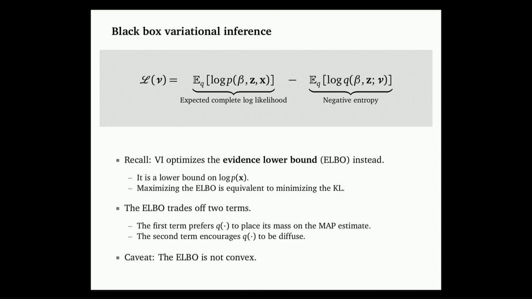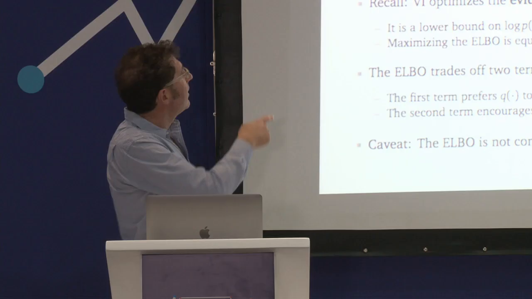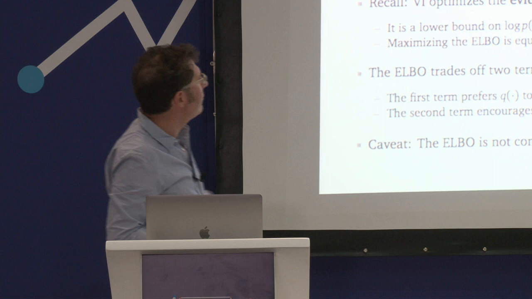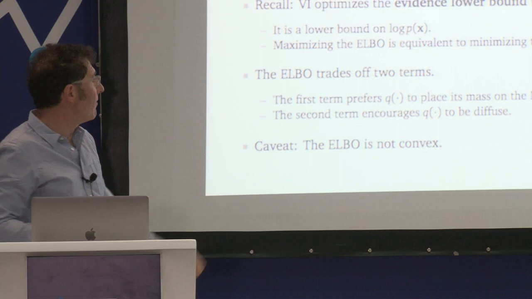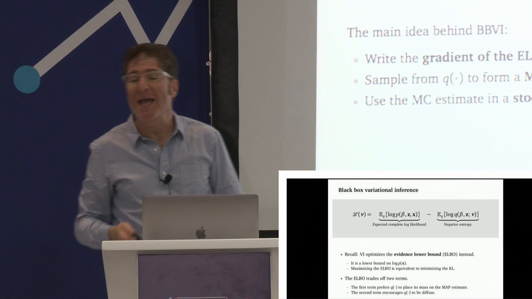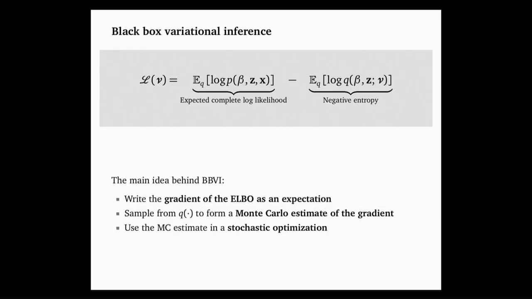Okay, so let's now develop black box variational inference. So remember, here is our objective function. Variational inference optimizes the evidence lower bound. It's a lower bound on the log likelihood of the data, and maximizing the ELBO is equivalent to minimizing the KL. And remember, it's not convex. Now, the main idea behind black box variational inference is going to be to use stochastic optimization again. But what we're going to do, and you saw this in Shakir's talk, is we're going to write the gradient of the ELBO down as an expectation.